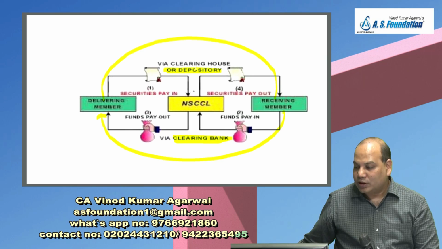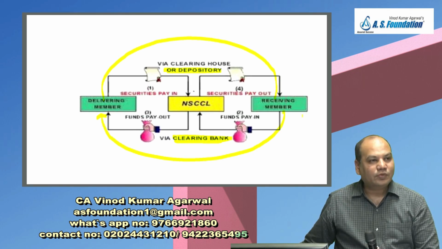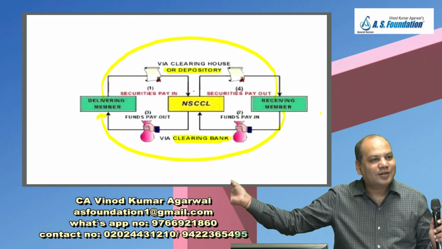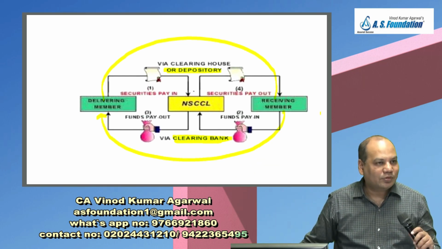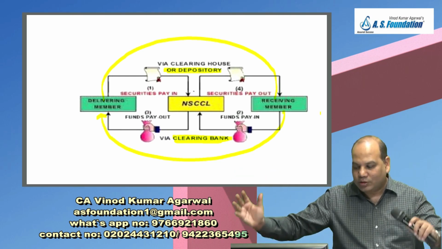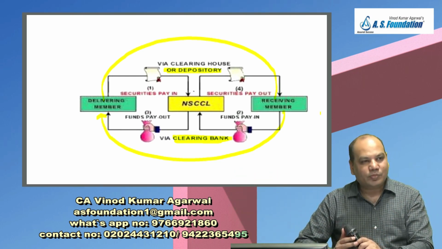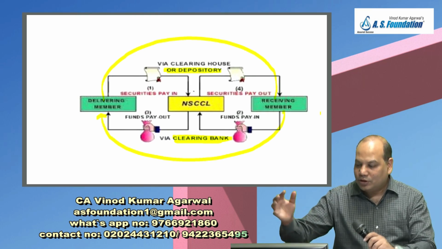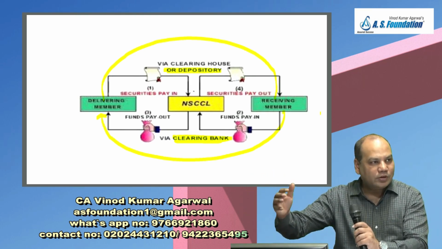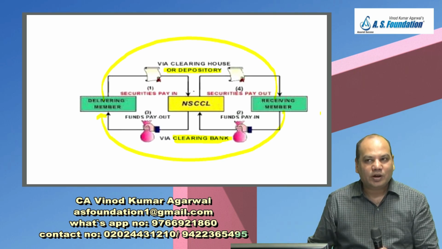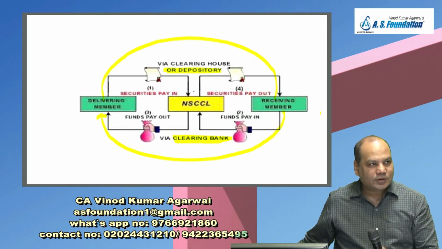So who are the intermediaries involved here? A clearing house or a depository gets involved here. NSCCL gets involved here. A clearing bank gets involved here. The two brokers get involved here. Two investors on the two extreme ends are involved. Investor, broker, then clearing house or depository for exchange of shares, clearing bank for funds, and in the center we have NSCCL, which does all this settlement. Okay.